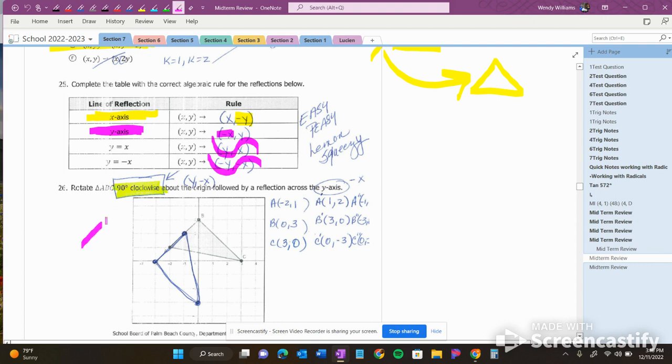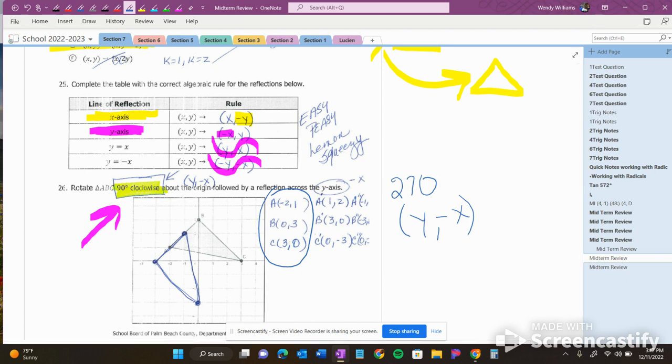Here is this: rotate clockwise. Notice it's not counterclockwise. So we start by looking at our original points, which are here. It says rotate it 90 degrees clockwise around the origin, then a reflection across the y-axis. Okay, so clockwise is the same thing as 270 counterclockwise. So that is switch and change the second, followed by a reflection across the y-axis. Across the y, change the x.